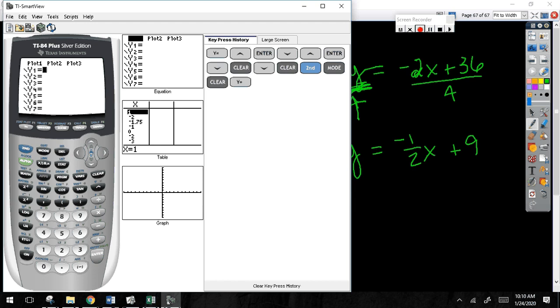negative 1/2. Remember, fractions always go in parentheses. Negative 1 divided by 2. To do x, you want to do the little button beside alpha here. That represents any variable that you have depending on the mode that your calculator is set in. We're just in a normal mode here, so we got an x, plus 9. That should give me a line with a y-intercept of 9 and a slope of negative 1/2, which is what Luke graphed for us in our warm-ups, right? Start at 9 and then go down 1 over 2. You got it? Okay, good.